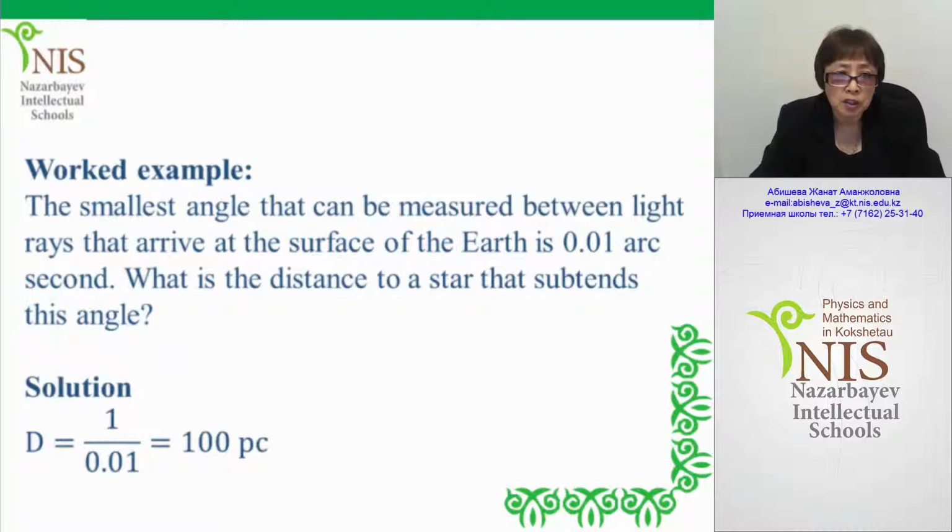For your attention, an example: the smallest angle that can be measured between light rays that arrive at the surface of the Earth is 0.01 arcsecond. What is the distance to a star that subtends this angle? Solution: D equals 1 over 0.01, which equals 100 parsec.